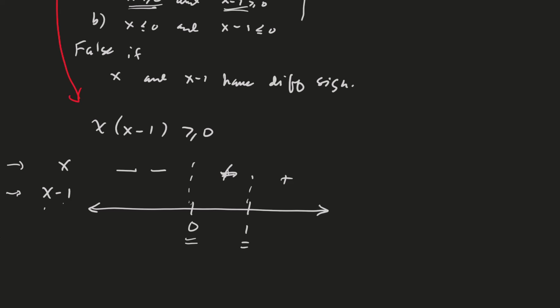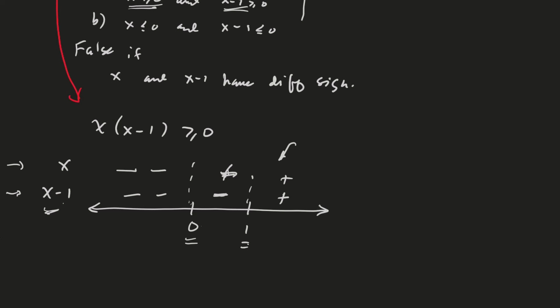And then similarly for x minus 1, if we have a number that's less than 0, like a negative 1, then negative 1 minus 1 is negative 2, so that's also negative down here. So between 0 and 1, it doesn't change sign, it's still negative. And then if x is bigger than 1, it's positive.